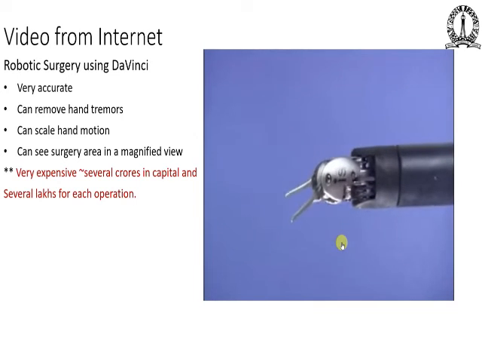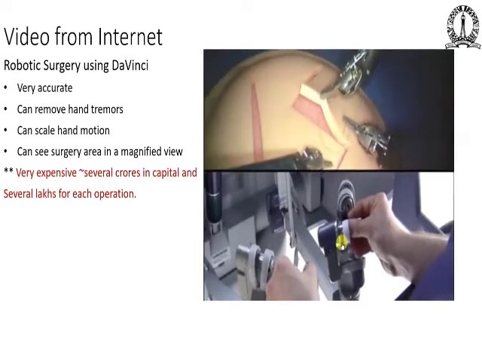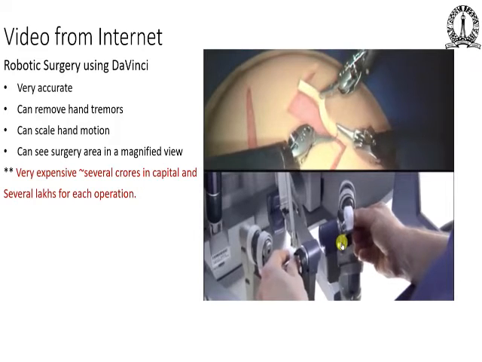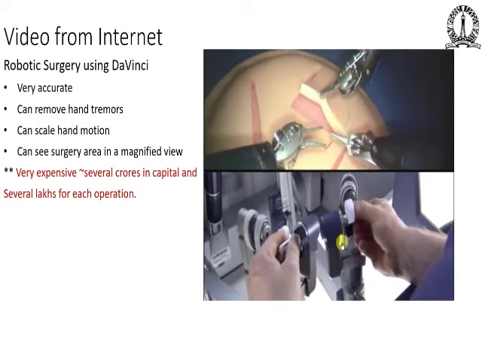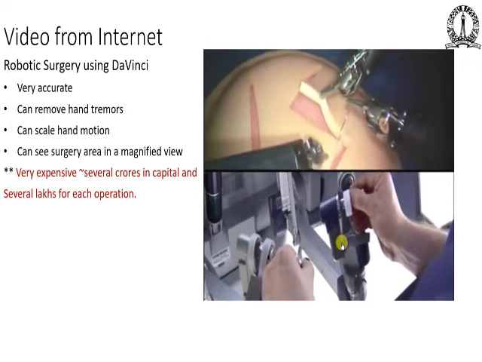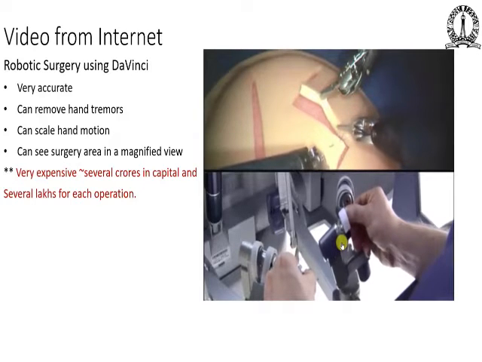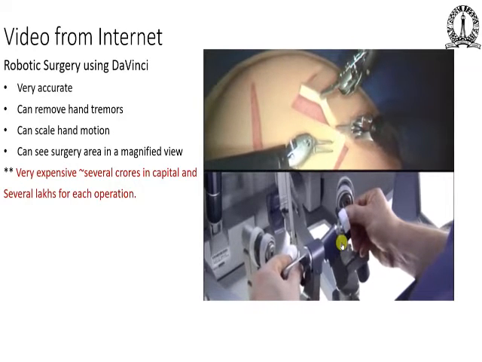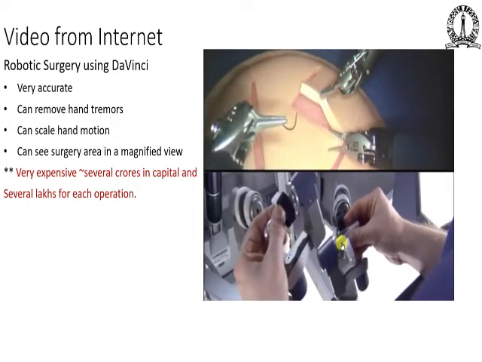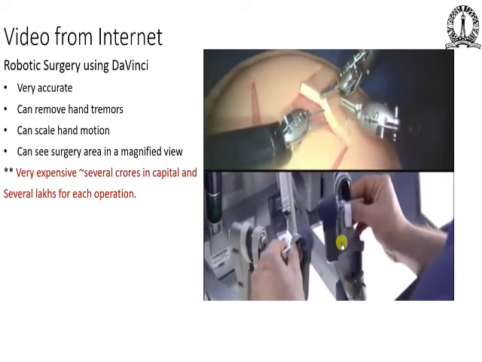What is being shown here is the end effector of this robot. You can move in various directions. You can also grasp things like threads and cut things like skin and so on. Some of these things need to be thrown away after a few number of surgeries. So there is a lot of consumable, and it is known that it can cost several lakhs to do some surgery.